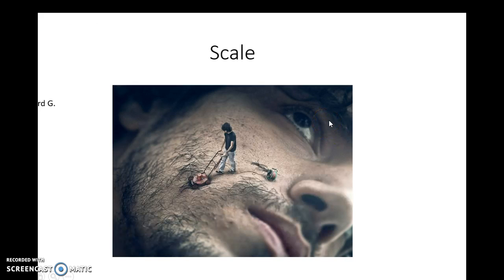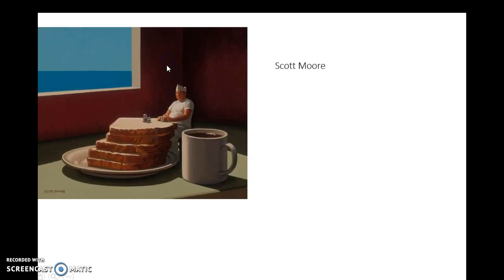The fifth example is scale. This is probably one of the easier ways of making things look surreal, and that is making smaller things gigantic, or even big things looking rather small compared to their normal size. Here you have a guy mowing the beard, possibly even his own beard. In Scott Moore's picture, we have a man sitting at a table, or is it a table? Because there are these giant sandwiches, and that's what he's resting his coffee cup on. But there's also a coffee cup sitting to the side of him that's gigantic. Or then we ask ourselves, is the figure small, and these are normal size?